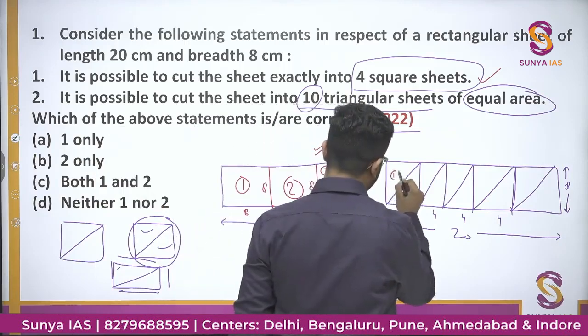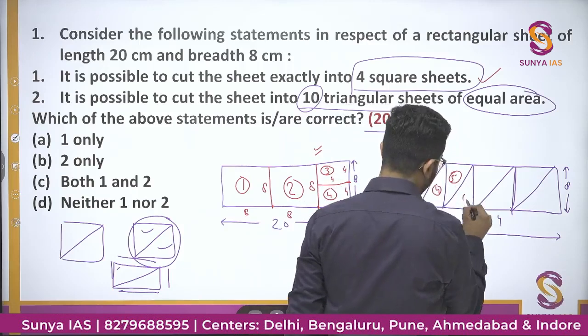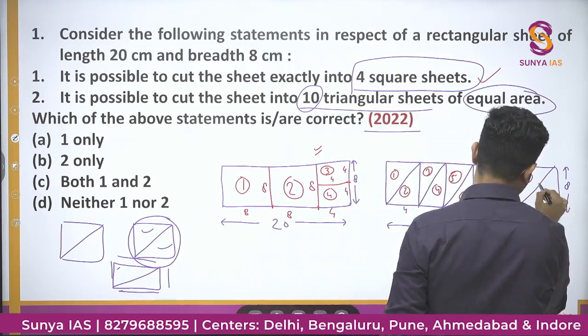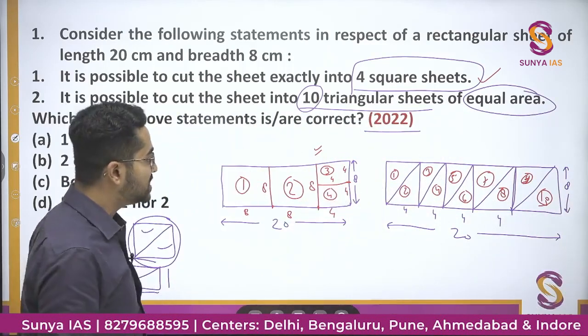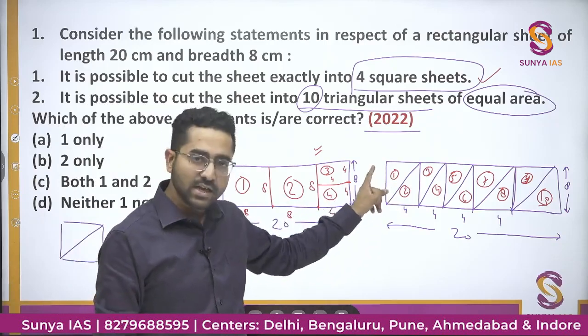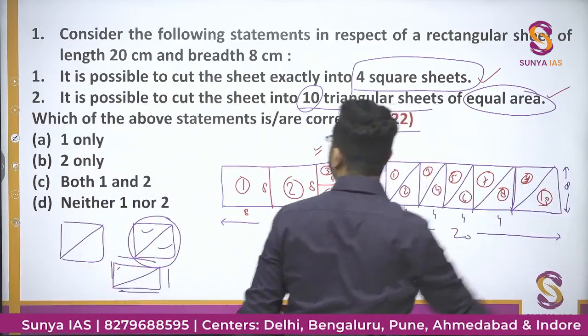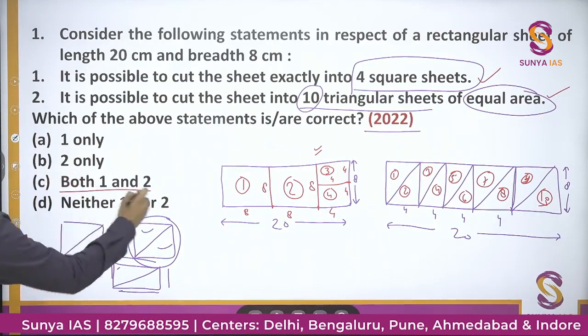Now this is triangle number 1, 2, 3, 4, 5, 6, 7, 8, 9, 10. You can see I am getting 10 triangular sheets and every triangle has equal area. So that means our option 2 is also correct. So the correct option would be 1 only, 2 only, both 1 and 2. That is option C.